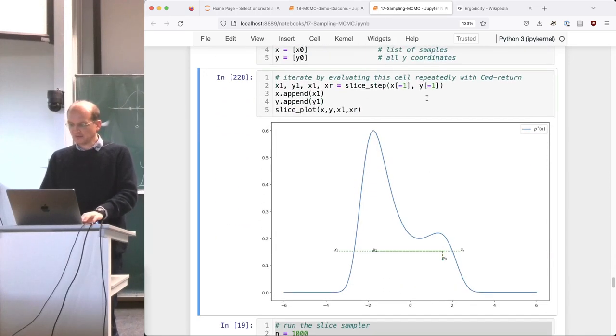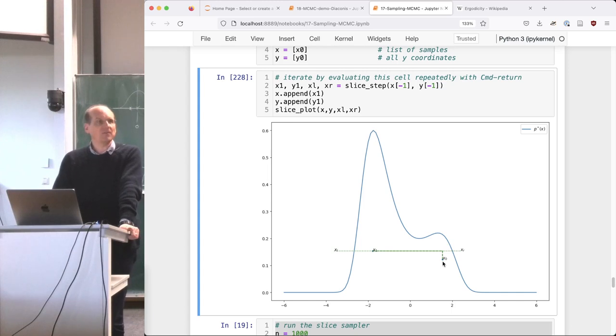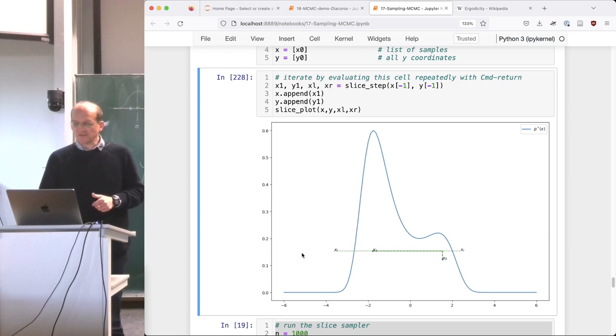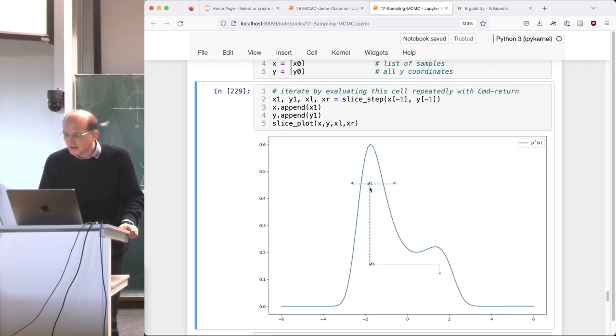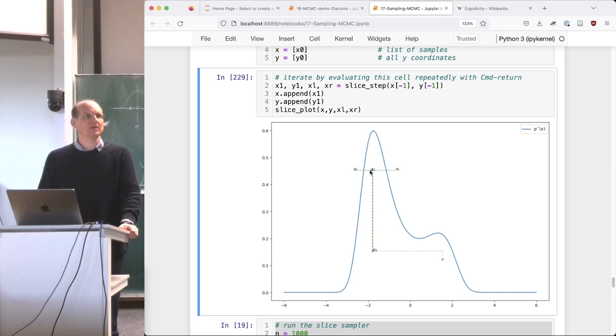So let's call it once. Here's my first sample. I first have a vertical sample, which gave me the height of this line, and then I generated an interval XL, XR, and I didn't do any shrinkage. I just sampled from it uniformly, and I got the X1, and I accepted it, great. Let's do it again. Again, I jumped vertically here. I have a new interval XL and XR, and I think in this case, I accepted the X1 right away, right here, okay? I jump back down here and do a vertical slice and sample from it, and so on and so forth.